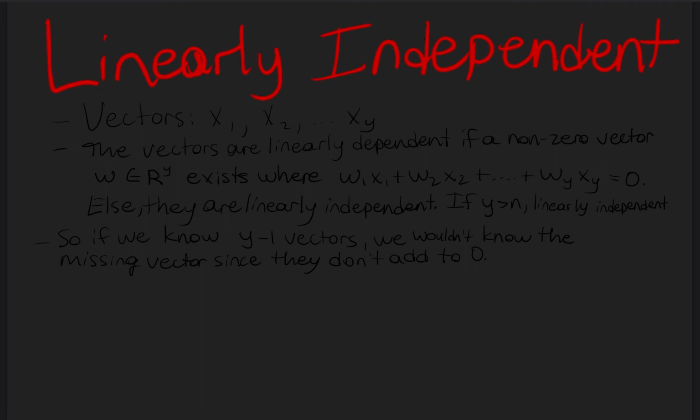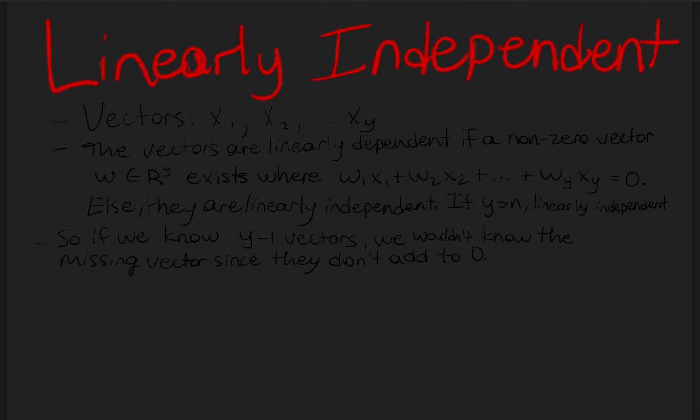Okay, so if we know y minus 1 vectors, we wouldn't know the missing vector since they don't add to 0, because they are linearly independent. And this is really important. This comes up a lot in linear programs. Keep that in mind.